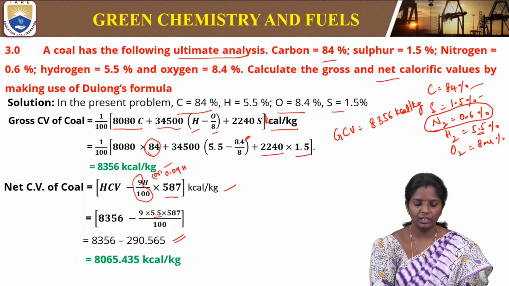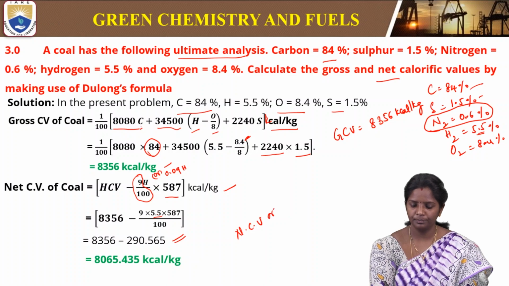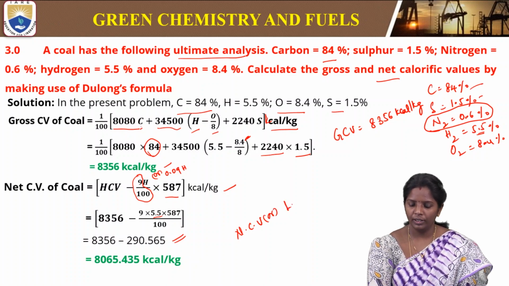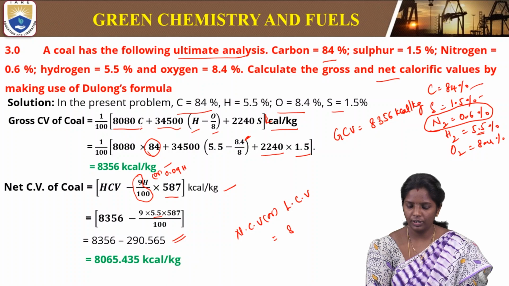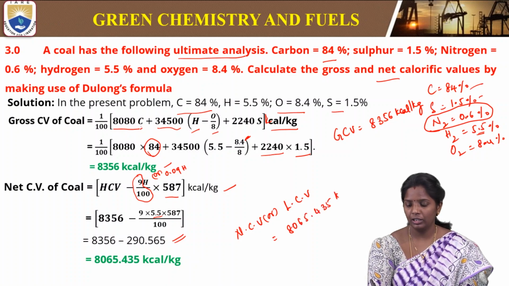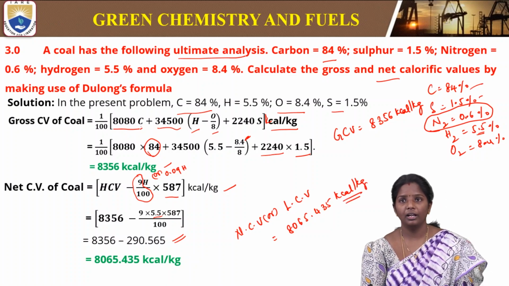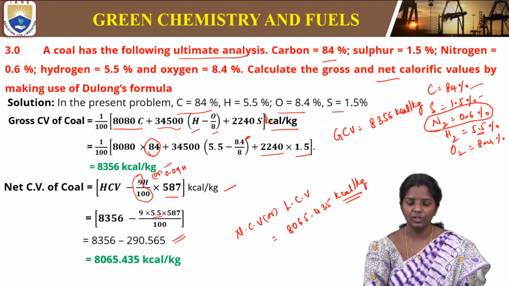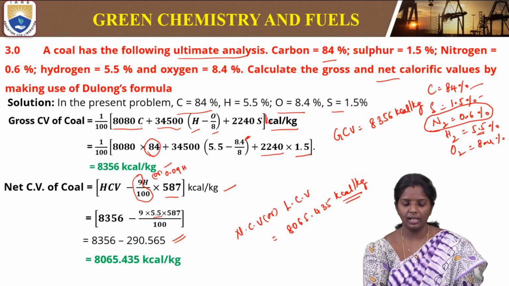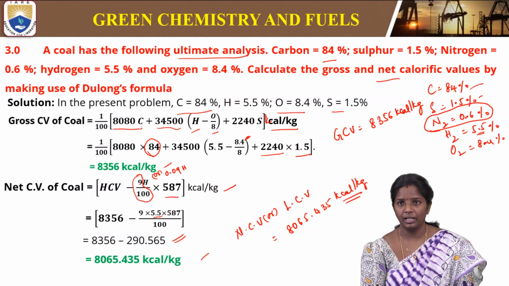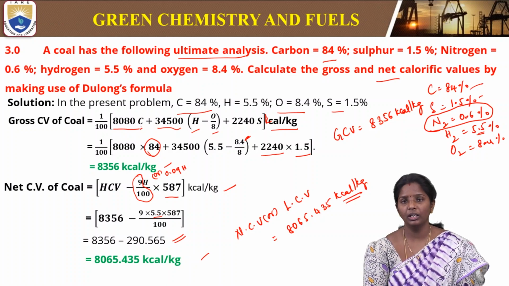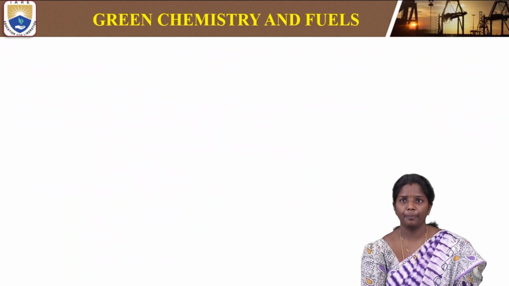And after simplification, we get net calorific value or lower calorific value is equal to 8065.435 kilocalories per kg. So very simple problem, they have already given the percentages, we just need to substitute and calculate the net and gross calorific values. So always the gross calorific value is higher than the net calorific value.